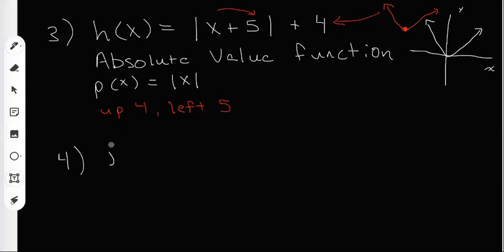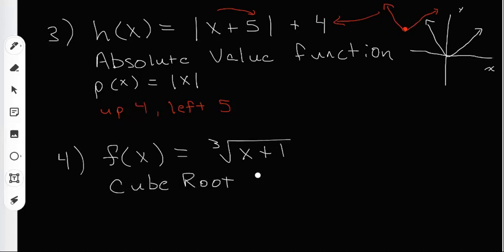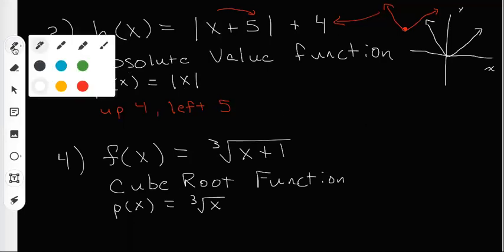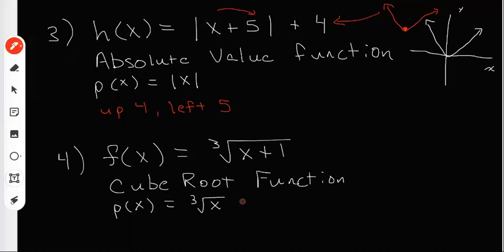All right, number 4 says f of x equals the cube root of x plus 1. So here, since it's a cube root, I know that it's got to be the cube root function. The way I write that is going to be p of x equals the cube root of x. So what's the difference between p of x and f of x? Well, we need to compare this function with this function.